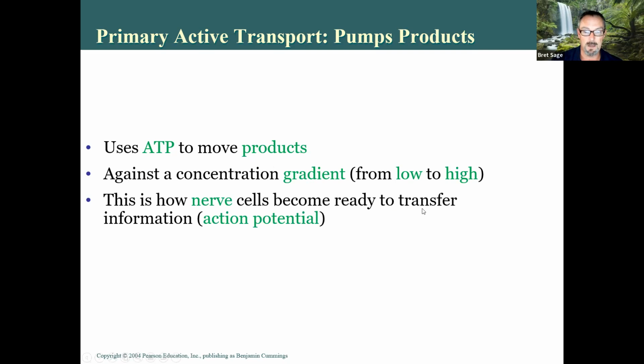This is how nerve cells become ready to transfer information, how they can do the action potential, how your nerves become ready to have sodium potassium flow as part of the action potential. They move sodium potassium against their gradient using energy. So that's part of the reason why just thinking takes energy, is because as you use your nerve cells, you're pumping sodium potassium and it costs energy.